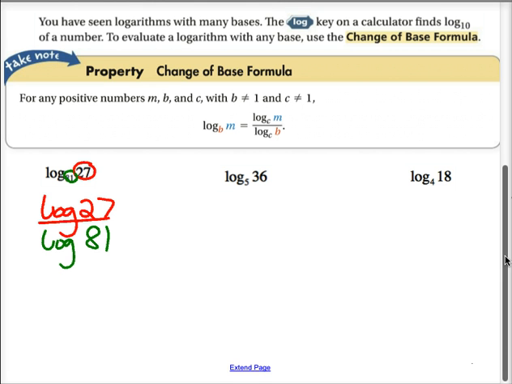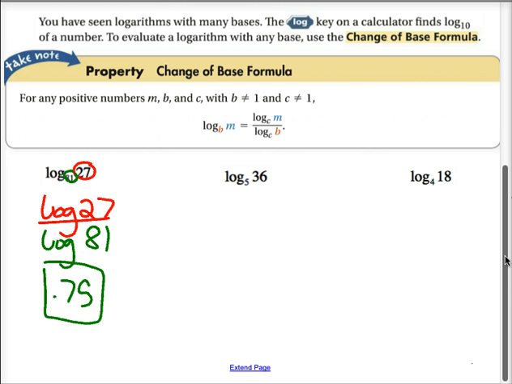Now, why are we calling it the change of base? Well, because our calculators are only programmed to operate in base 10, or later you'll see base e. So what this does is it lets us rewrite it in base 10 in a way that our calculator can calculate. So you take log of the main number divided by the log of the base. So log 27 divided by log 81. And here you get 0.75. That's literally all you have to do for these.